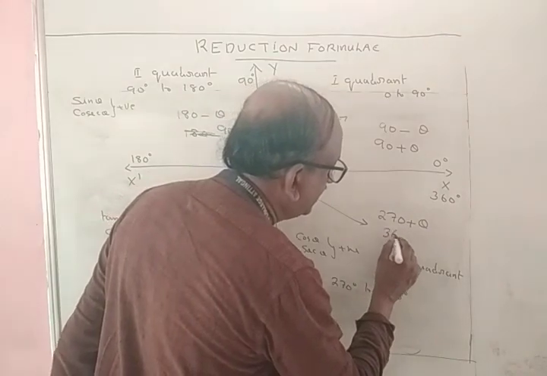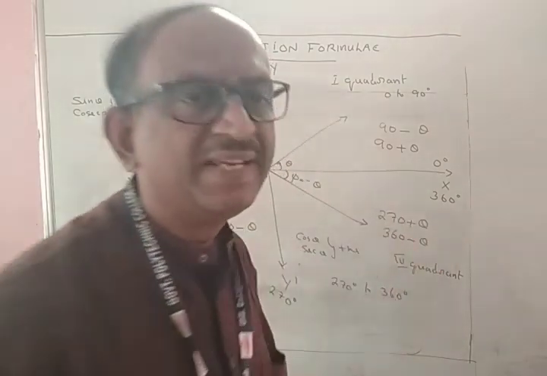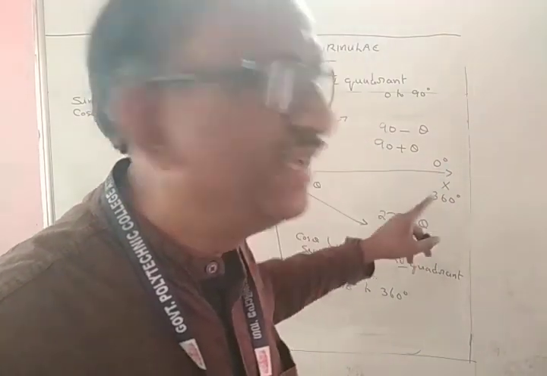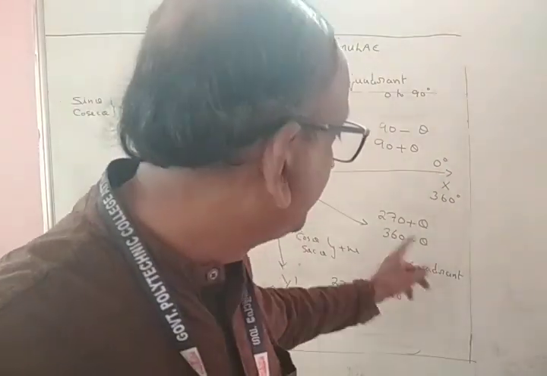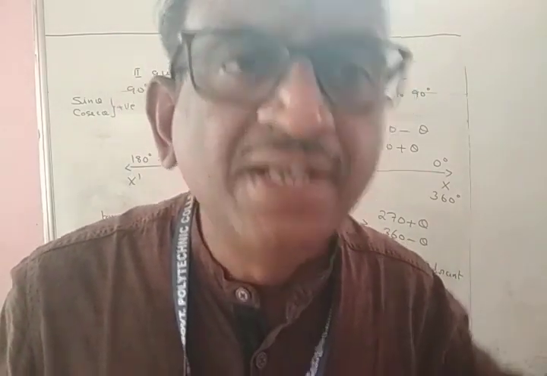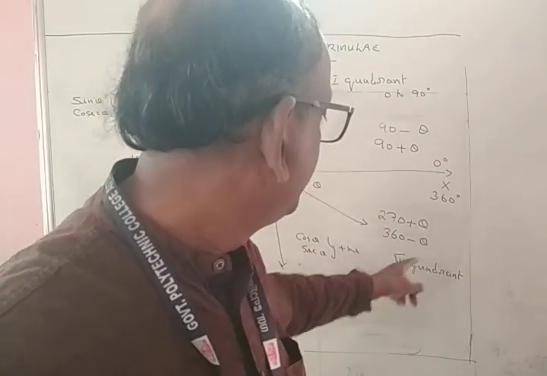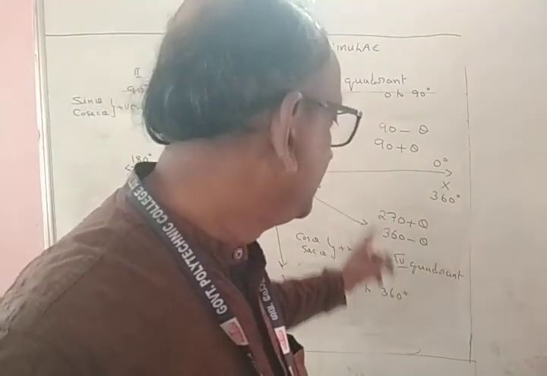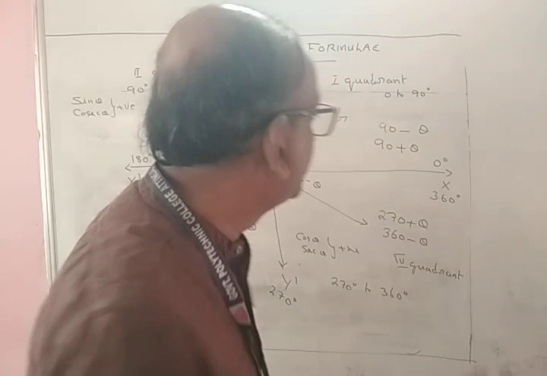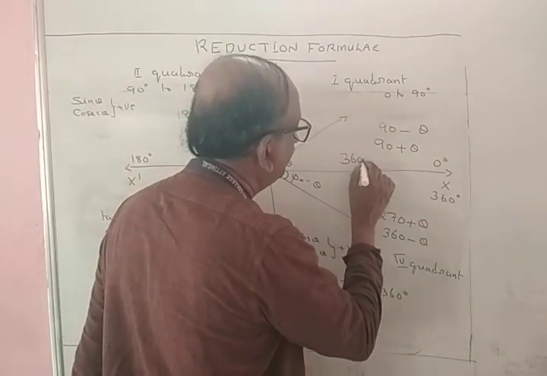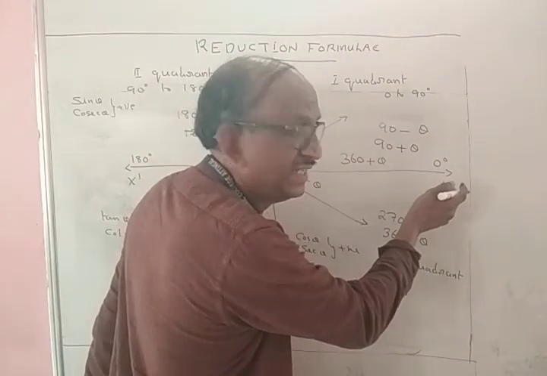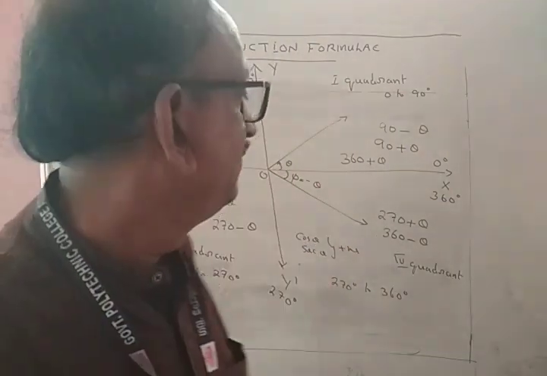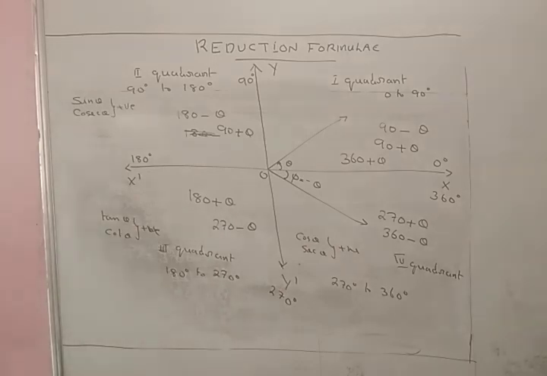Next, 360 minus theta. This is 360, and 360 minus theta is in the fourth quadrant. Then 360 minus theta is also a related angle because it is obtained from theta. Next, 360 plus theta. This is 360, and 360 plus theta is in the first quadrant.